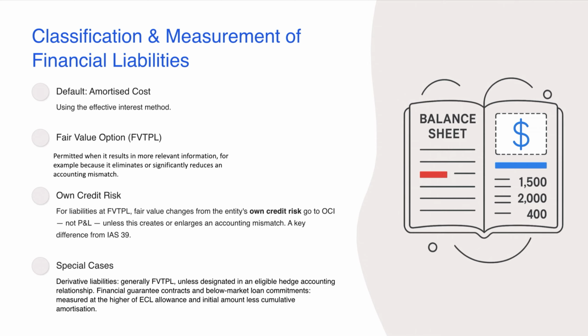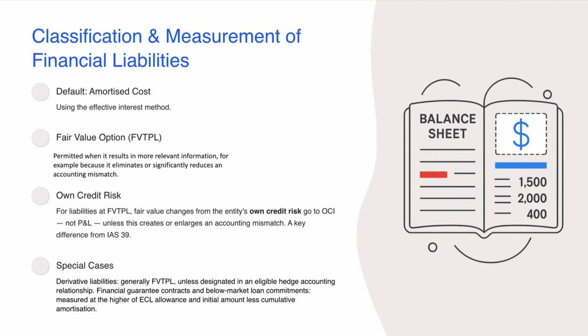Now there's an important point about own credit risk. For a financial liability designated at FVTPL, changes in fair value attributable to the entity's own credit risk are generally presented in OCI rather than profit or loss, unless doing so would create or enlarge an accounting mismatch. This is an important difference students should remember.